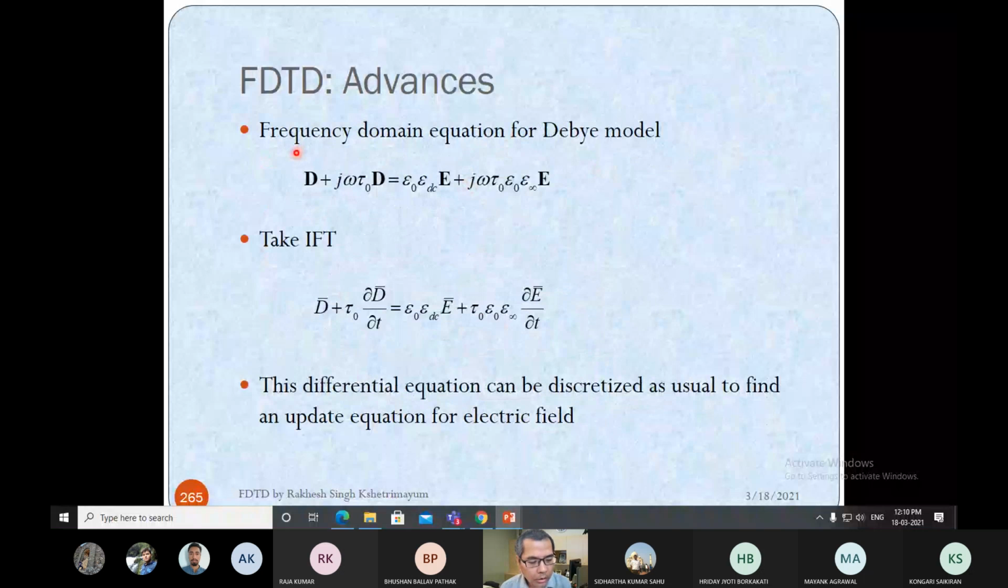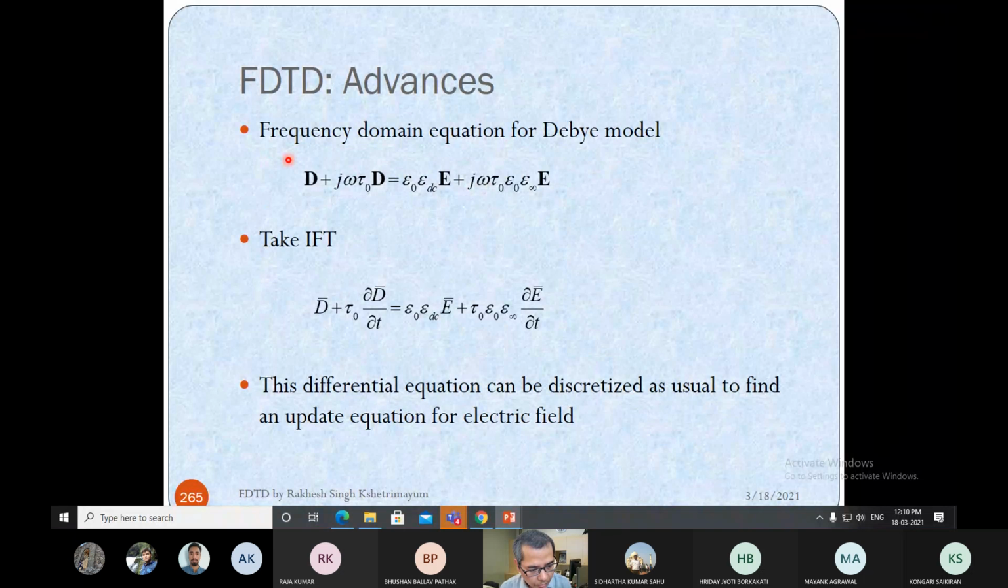So let us come back. That was the digression because you had a lot of questions on this advanced FDTD. So let us come back to the FDTD model for the dispersive materials, and you know what is dispersive material now, frequency dispersive materials. So now in the frequency domain equation for the Debye model, this is what we have derived. From there we have done the digression. So these are the equations we have derived.